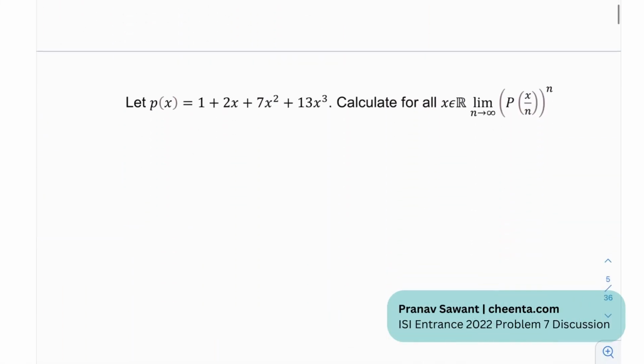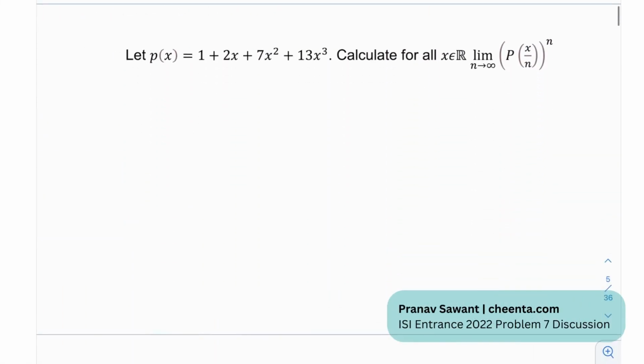Let's begin. So we have p of x defined as 1 plus 2x plus 7x squared plus 7x cubed, and we have to calculate this limit for all x belonging to the real numbers. Whenever you have a limit, and limits are one of the common calculus problems in ISI CMI, one thing you can do is see what value that limit tends to, or what indeterminate form the given limit is forming, right?